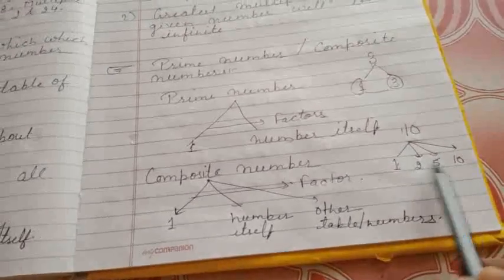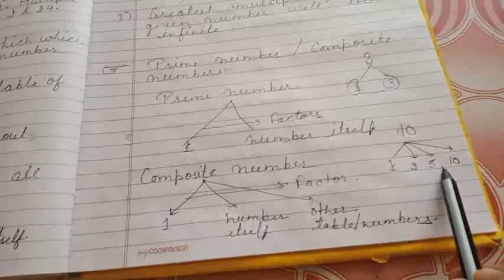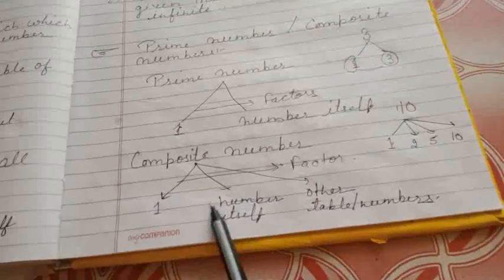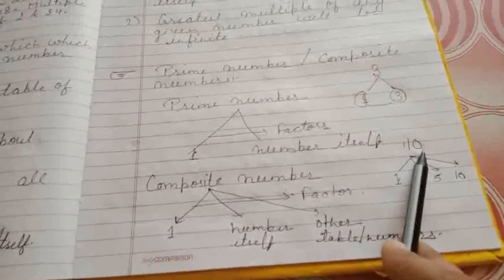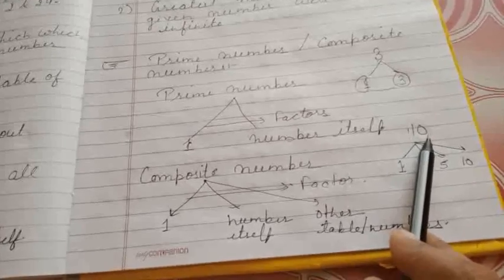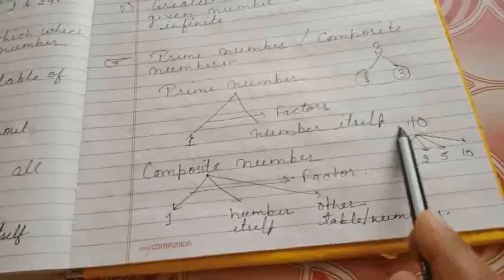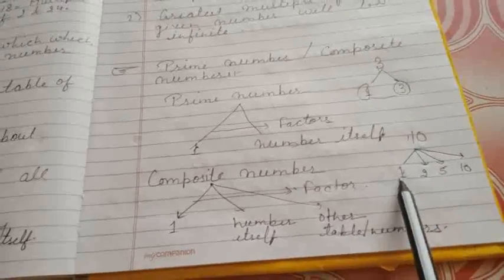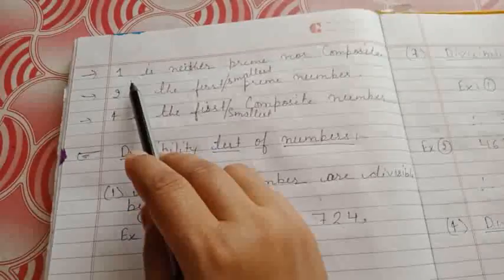If a number has more than two factors, meaning it is divisible by 1 and the number itself and also by some other number, that is called a composite number. So prime numbers have only two factors, one is 1 and the other is the number itself, and composite numbers have more than two factors.